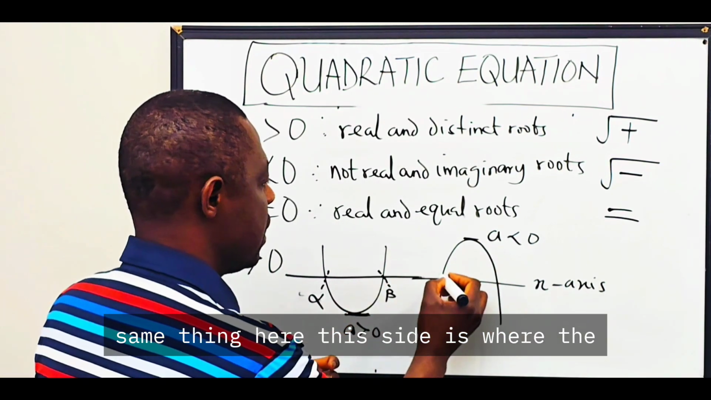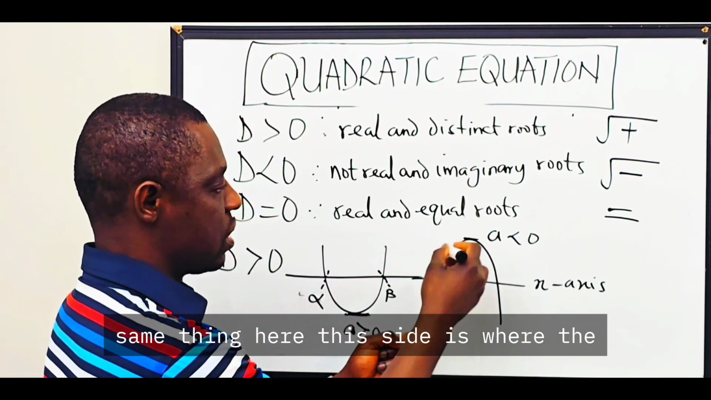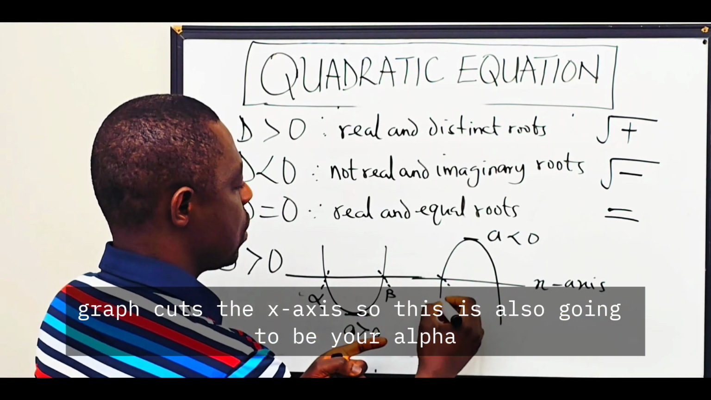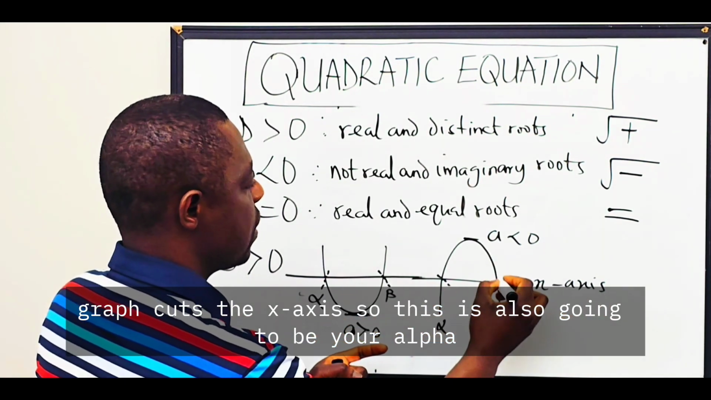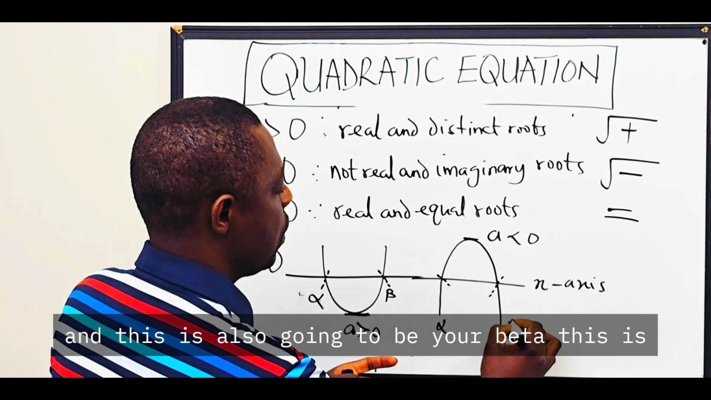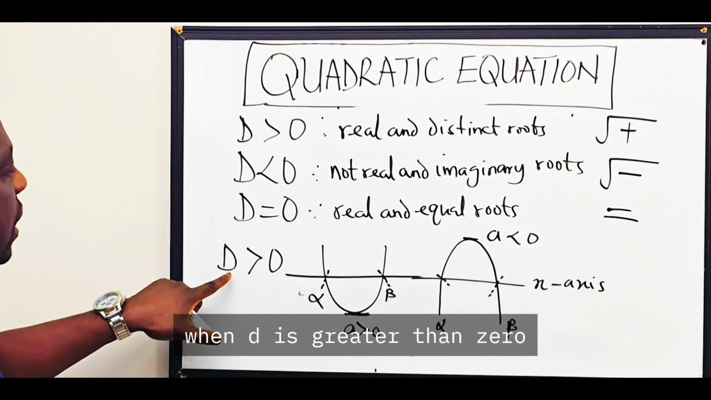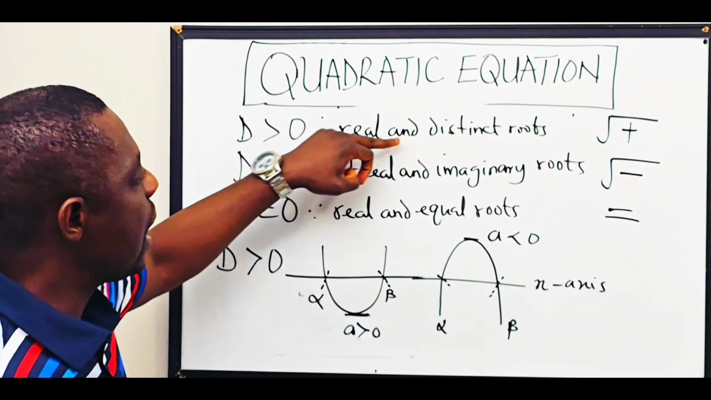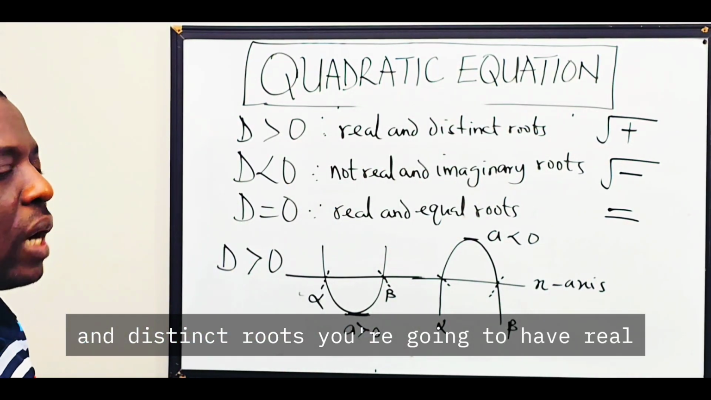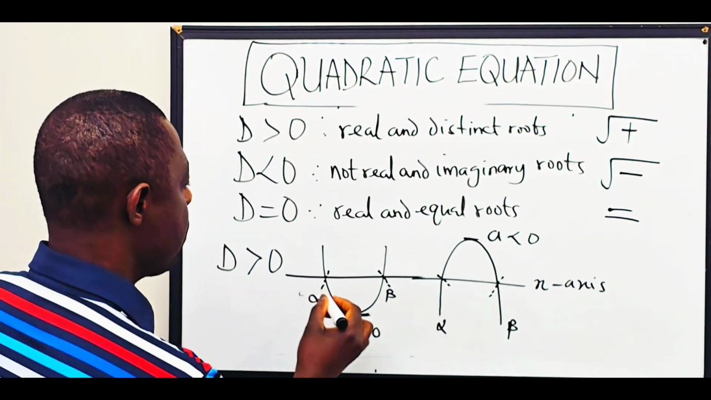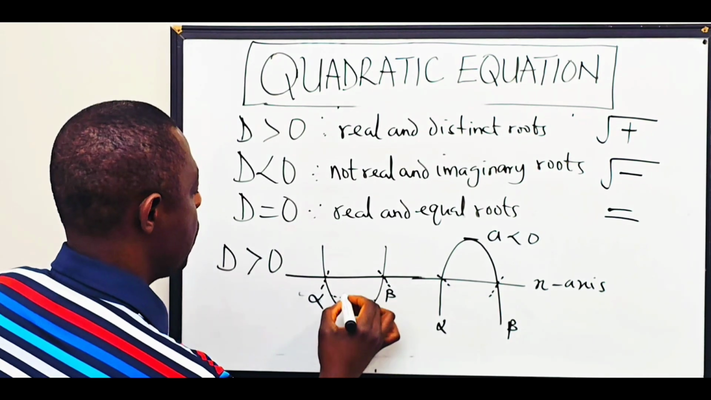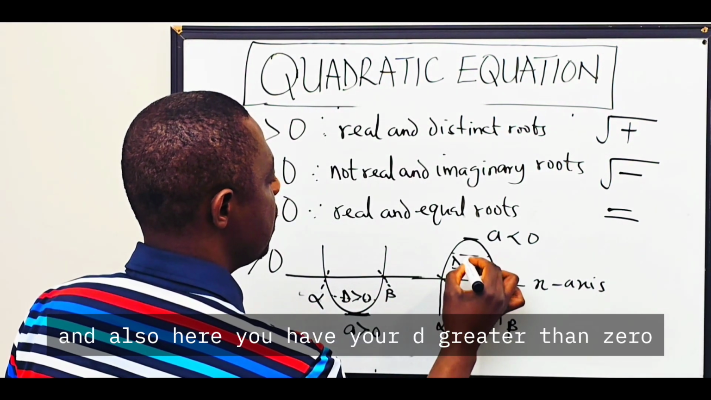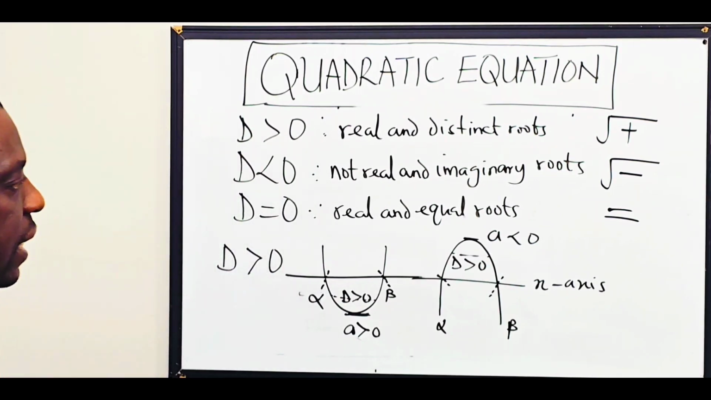So the same thing here. This side is where the graph cuts the x-axis. So this is also going to be your alpha, and this is also going to be your beta. This is when d is greater than 0. And when d is greater than 0, you are going to have real and distinct roots, because you have your d greater than 0 here and also here.